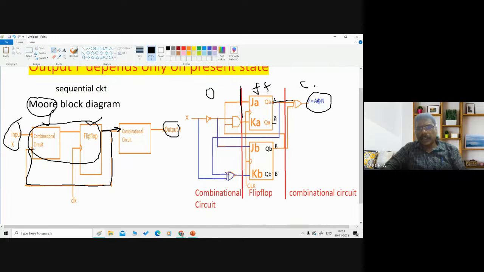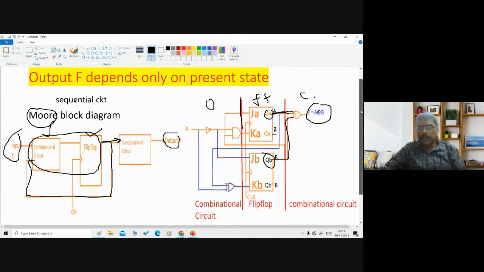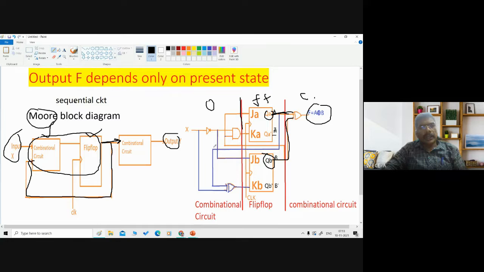See, QA, what is f equal to? A XOR B. So this is A and this is B. So the output depends only on the state of the flip flops. That is the main concept in this problem. In the case of a Mealy machine, the output will depend on the input also. This is the final step.